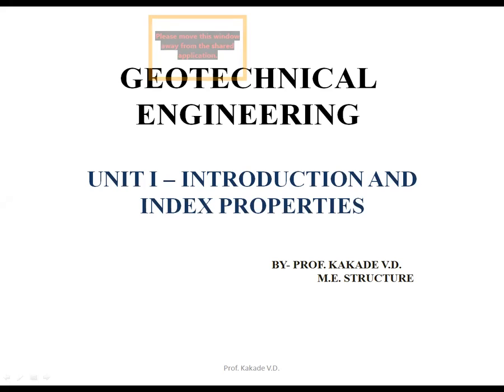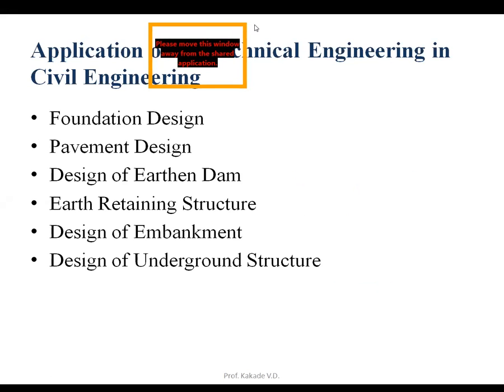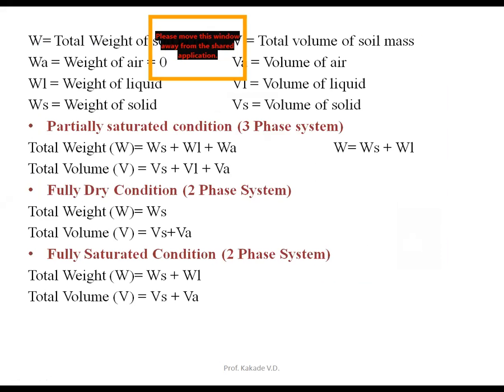We are studying unit number 1, Introduction and Index Property. We are learning this first chapter and many topics we have learned. In the last lecture we discussed the three-phase system of the soil and its phases. The three-phase system is a soil mass made up of phases like solid, liquid and gases. The three states of the soil are partially saturated, fully saturated and fully dry. We learned this in the last video.